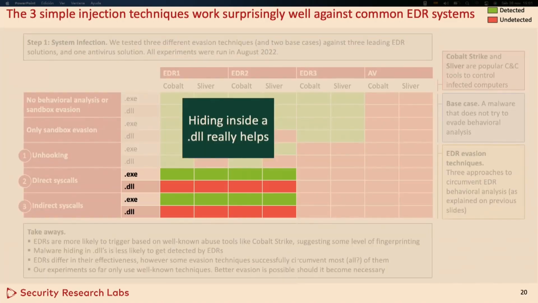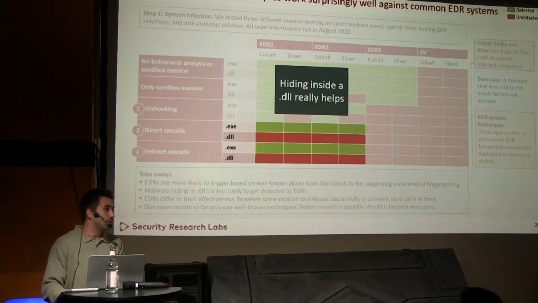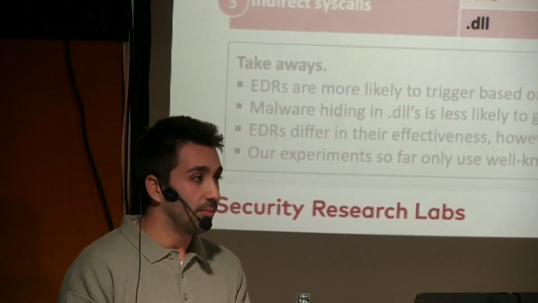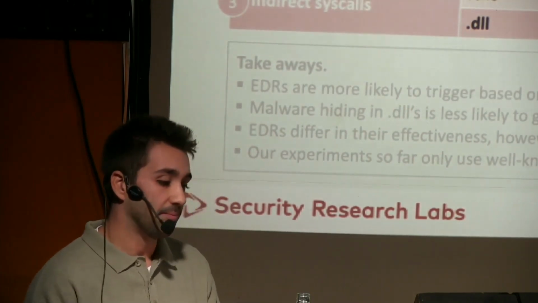The first thing we can see is that if we build our payload inside a DLL and it is loaded by another process, it really helps. As you can see, two techniques, direct syscalls and indirect syscalls, were both detected when we were building a .exe, but were completely undetected when we were hiding inside a DLL.